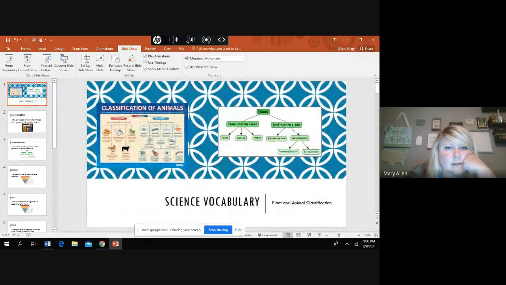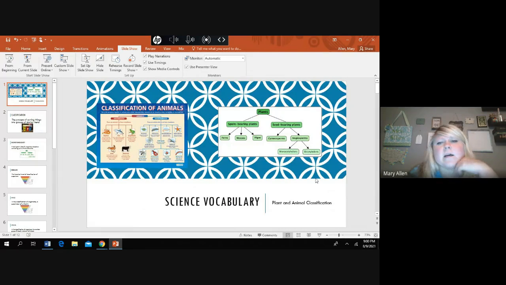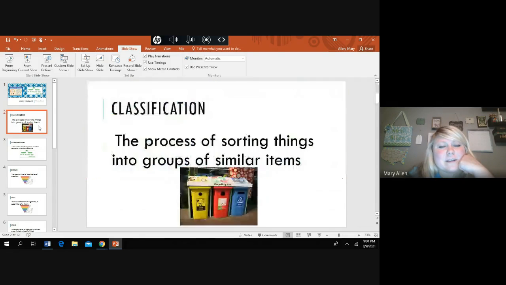Okay. Slide 1, of course, is science vocabulary for plant and animal classification. So you don't have to write anything down, but at the top of your paper, if you want to put science vocabulary, plant and animal classification, then you'll know what these words go to. Also, as we're going, if you want to write or draw any of the pictures, you're welcome to do that. So here we go.